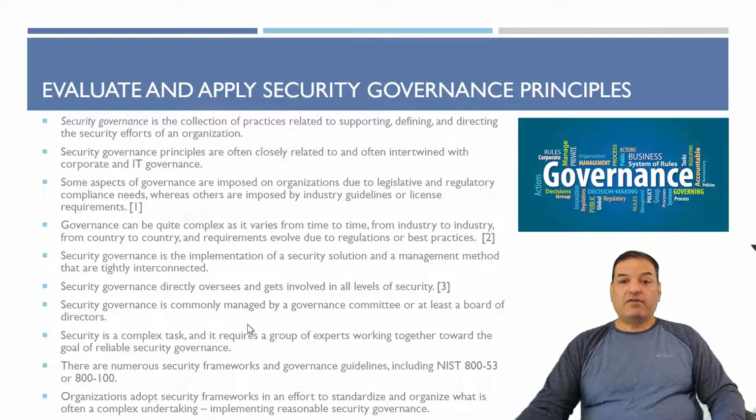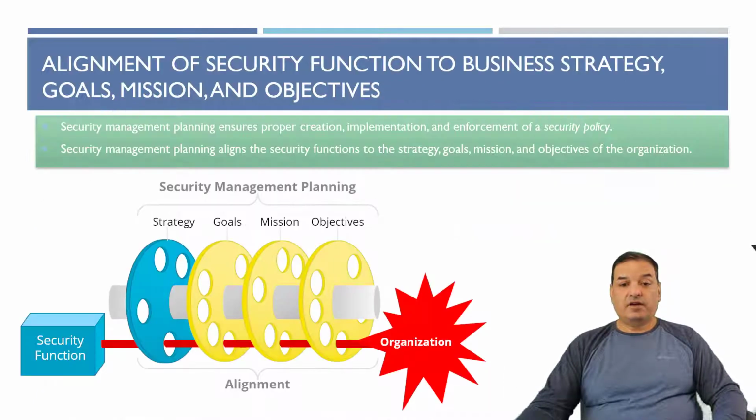There are several security frameworks that exist. Some of the examples on this slide are NIST 800-53. You can search for it on a search engine of your choice and get more information. Organizations adopt security frameworks in an effort to standardize and organize what is often a complex undertaking, that is, implementing reasonable security governance. One of the essential elements of IT principles, which applies similarly to information security, is the alignment to the needs of an organization.